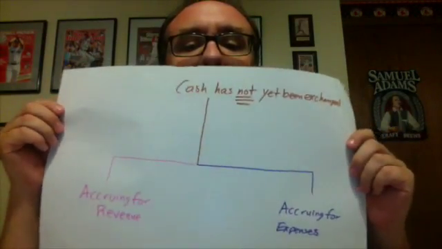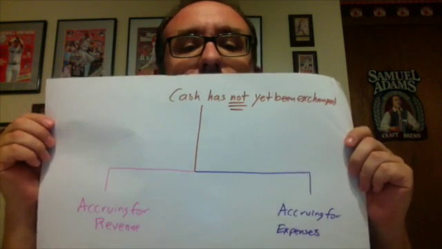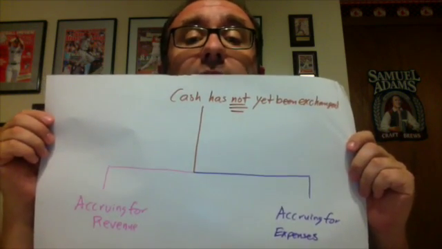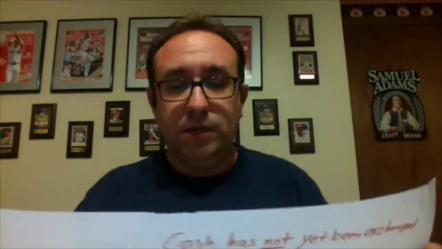Now, the next category, cash has not yet been exchanged. And you can see here, cash has not yet been exchanged. And really, we're going to have two types of accruals. We're going to have to accrue for revenue, and we're going to have to accrue for expenses. Now keep in mind, cash has not yet been exchanged, so there was no previous entry, so that's why you're accruing for it. Accruing for revenue, for example, is having done the work, but you haven't sent them a bill yet.